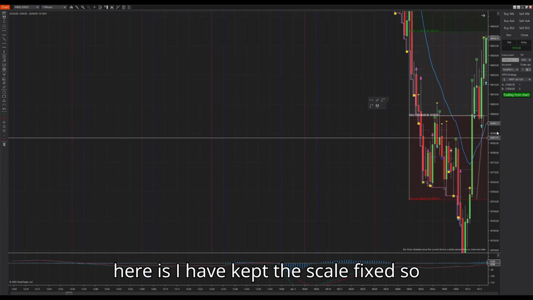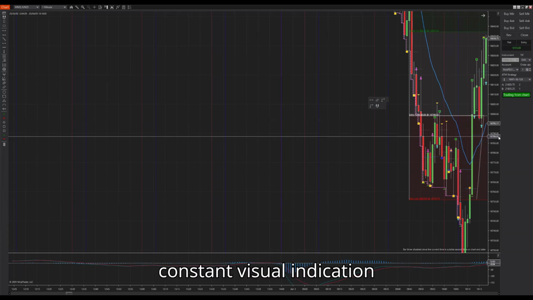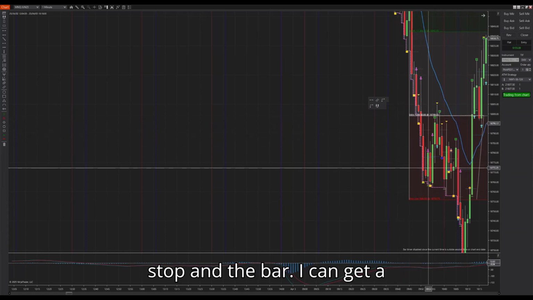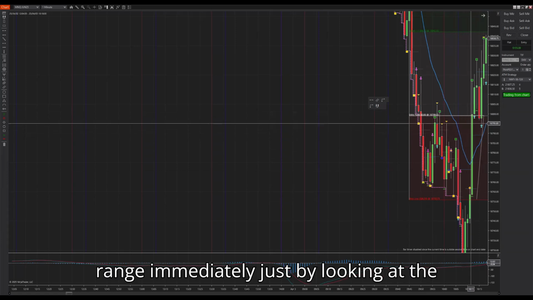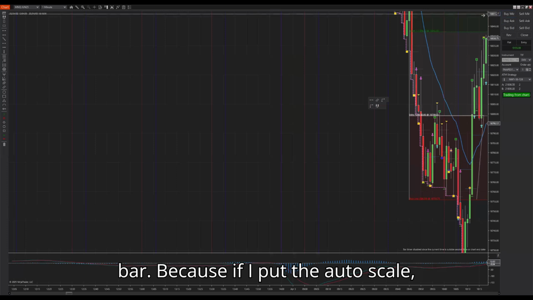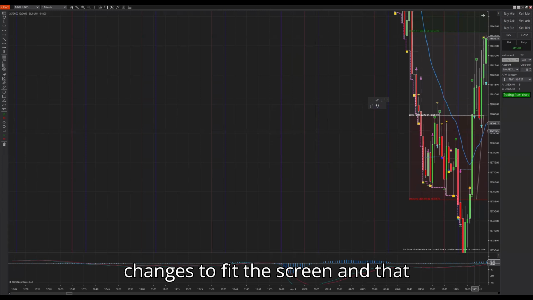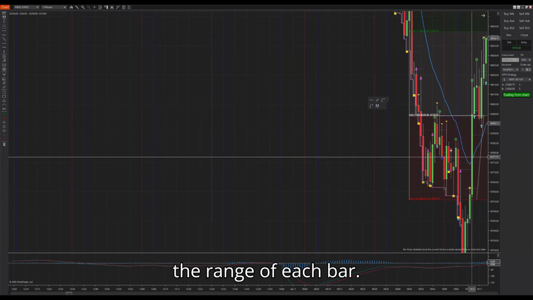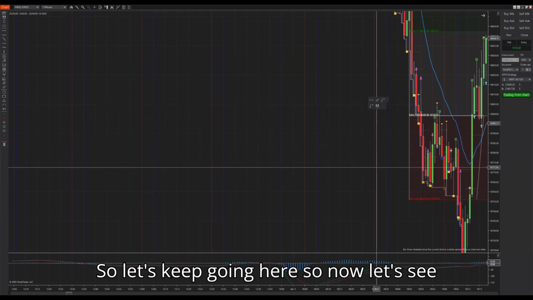So one thing here is I have kept the scale fixed so that I can get a constant visual indication of the height of my stop and the bar. I can get a range immediately just by looking at the bar, because if I put the auto scale, this scale changes to fit the screen and that distorts my sense of the range of each bar. So let's keep going here.